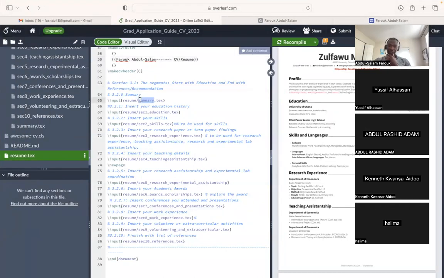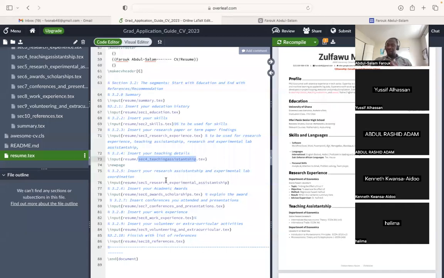So we have the resume summary section, which is the profile part. We have section one, which is education. We have the skill set, the research experience, and the teaching experience. So these are the sections, and you put them along those lines. That's what I've done here, so you don't necessarily have to do anything here.